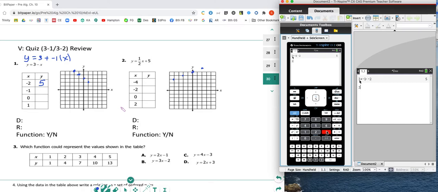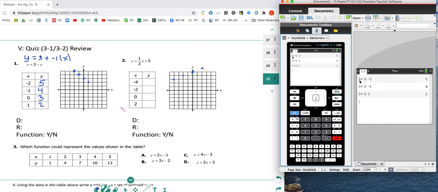And then we're going to do 3 plus -1 times -1. And that's going to give us 4. 3 plus 0 is going to give us 3. And 3 plus -1 times 1 is going to give us 2.